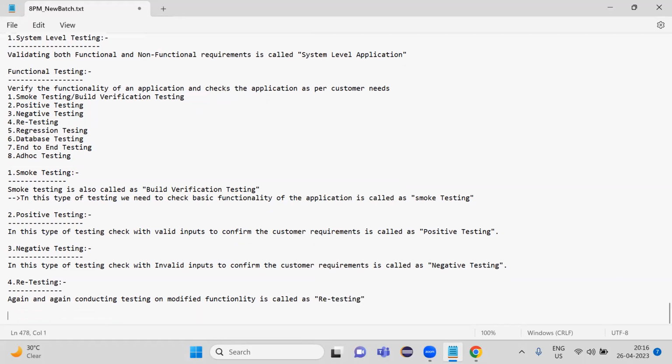These are the interview questions you are going to face, guys. Please prepare. And one more testing is regression testing. What is regression testing?